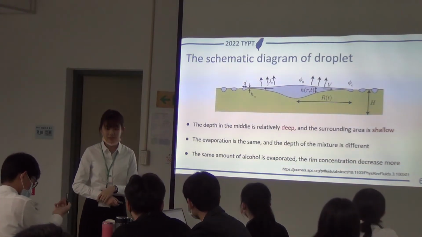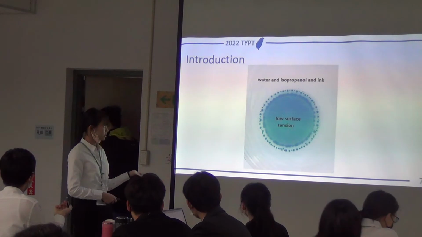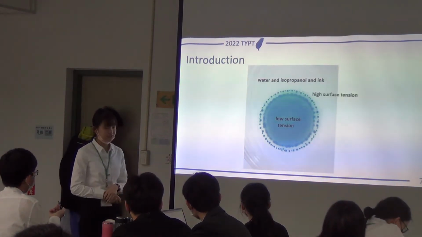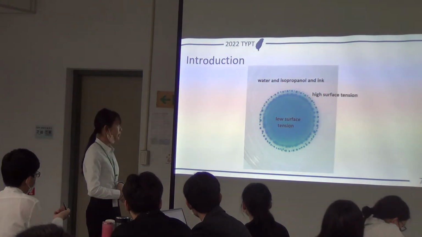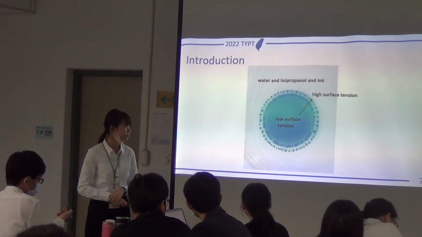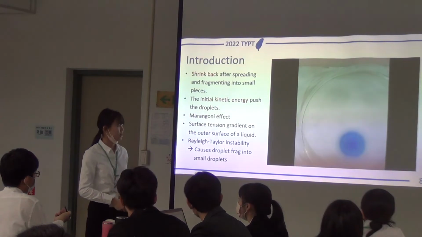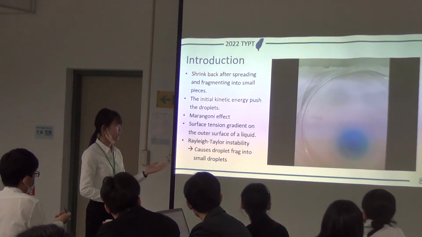And that sets up a surface tension gradient, and creates low surface tension at the center and high surface tension at the rim. And the surface tension gradient causes the water molecules at the center to be pulled by the water molecules at the rim. So here's a video of our experimentation playing at double speed.